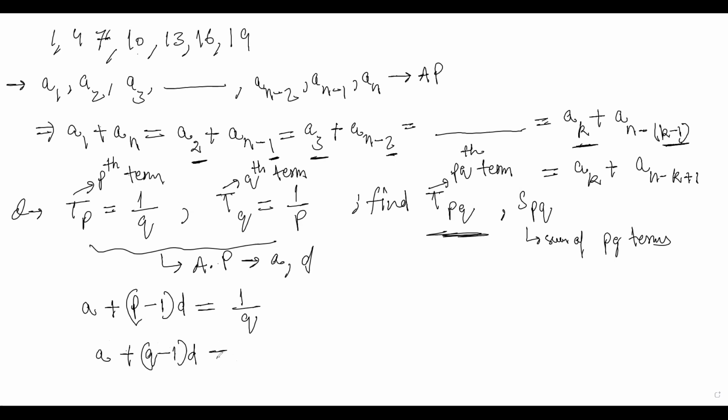Qth term is A plus (Q minus 1) into D, which is equal to 1 by P. What do you need to do? You need to find A and D from here.